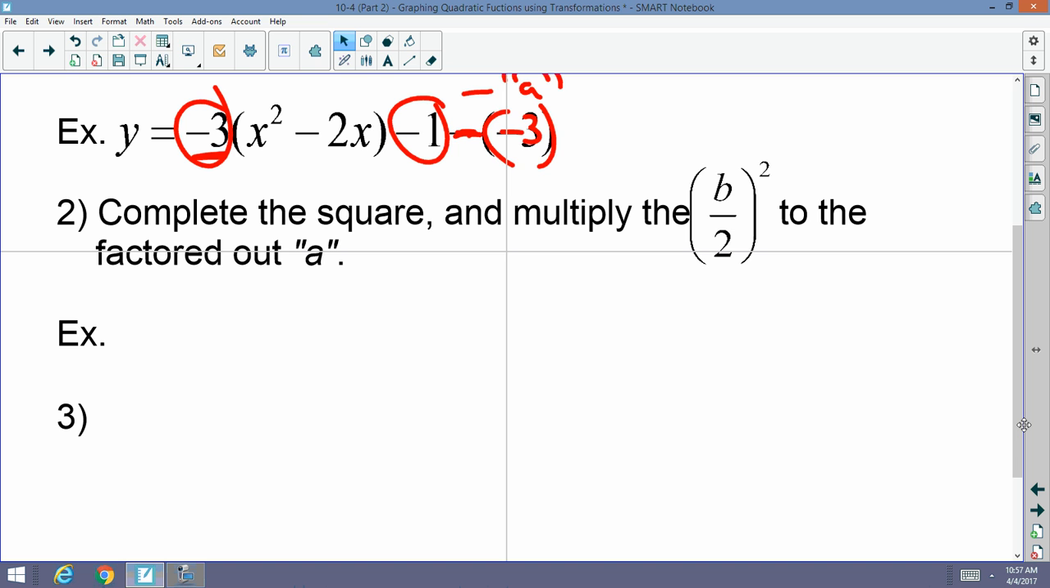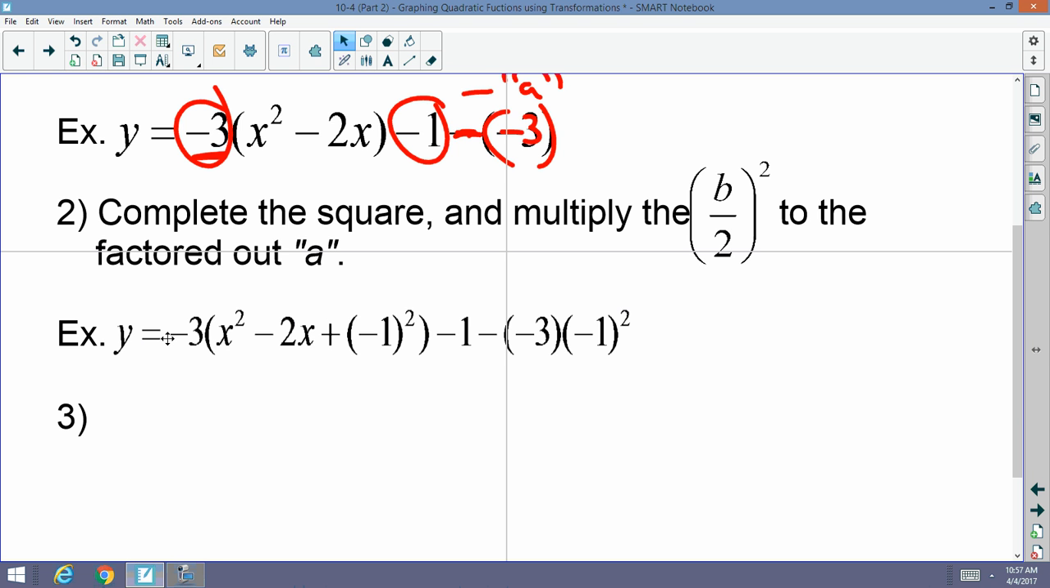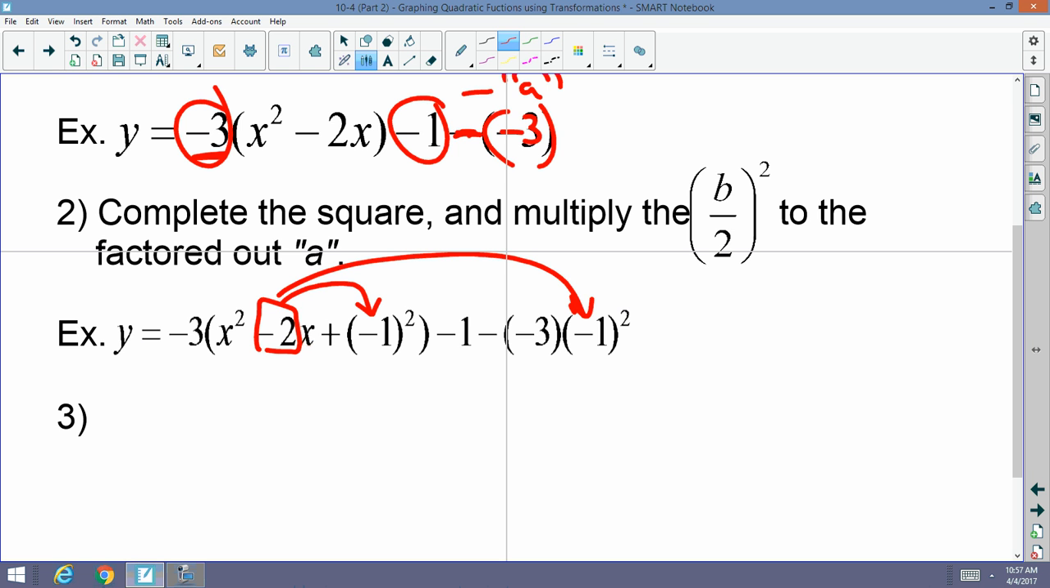And we're going to add b over 2 squared to complete the square inside the factored out a, though. We're going to go ahead and multiply that. So we have to have the b over 2 squared, but that b over 2 squared we have to multiply by the a. So we have negative 3 times x squared minus 2x. The negative 2 is the b. b over 2 squared is the negative 1 squared. I've got to multiply that by my a. So this part right here, guys, is minus the a that I factored out times the b over 2 squared. That's where those values are going.